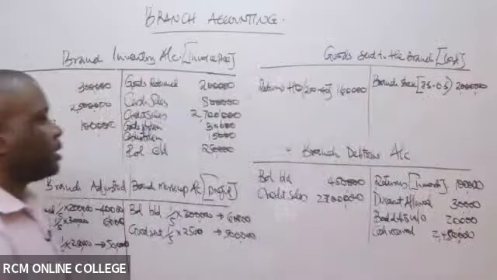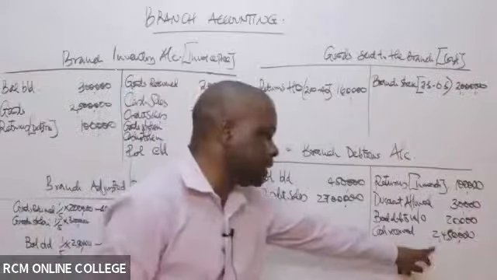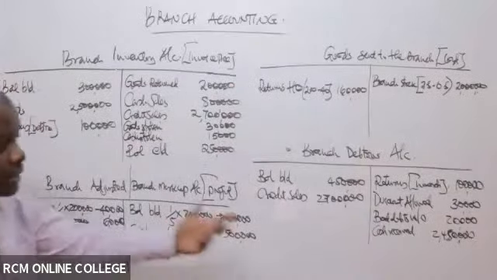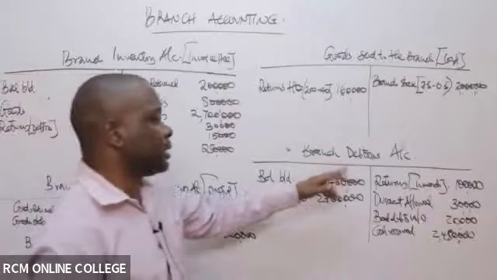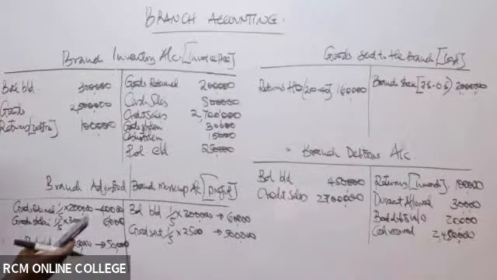But if you are to prepare a bank account or a cash account, then we would debit the cash or bank account with that amount. The credit entry basically reduces the branch debtors account. It reduces the branch debtors account.